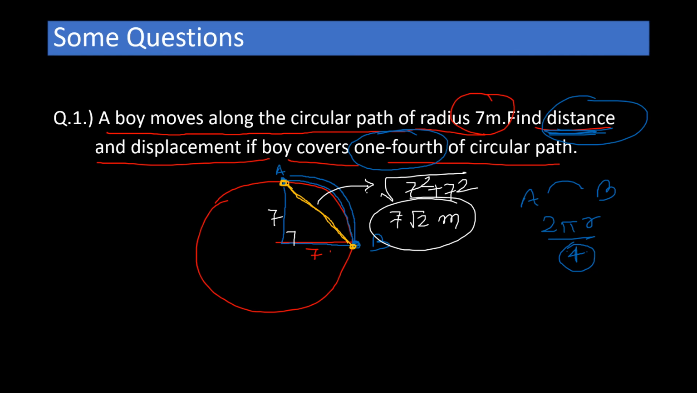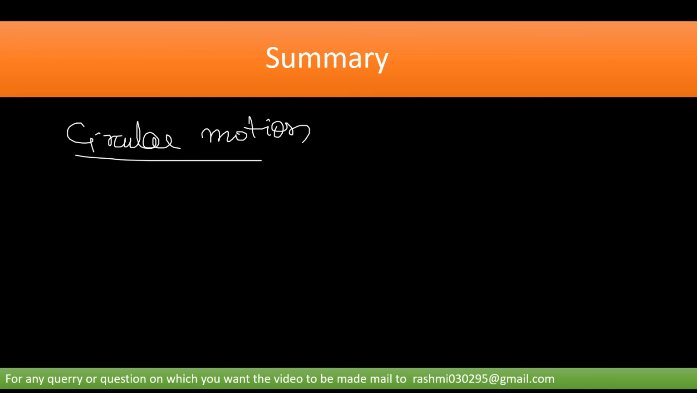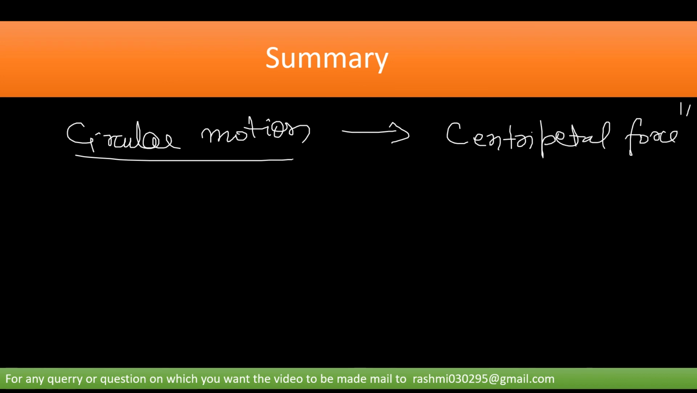Very simple, guys. So let us just summarize what we have gone through in today's session. Basically, we talked about the circular motion, and an object is said to be moving in circular orbit if there is centripetal force acting towards the center, right? So if there is centripetal force, then only the object will be moving in circular motion, else the object cannot move in circular motion.